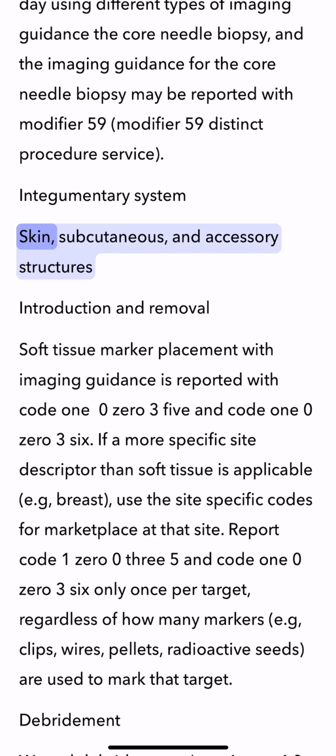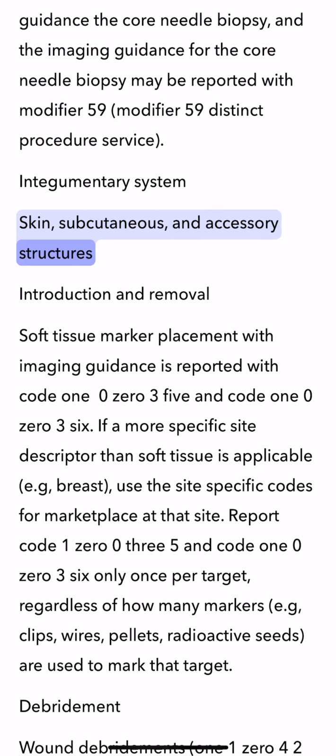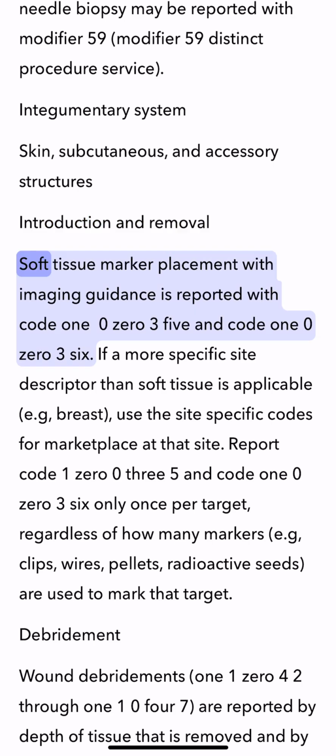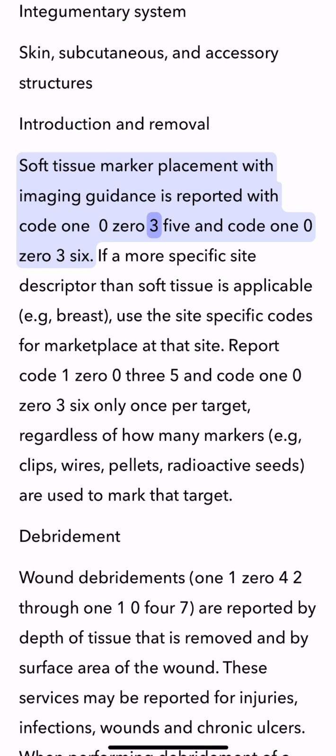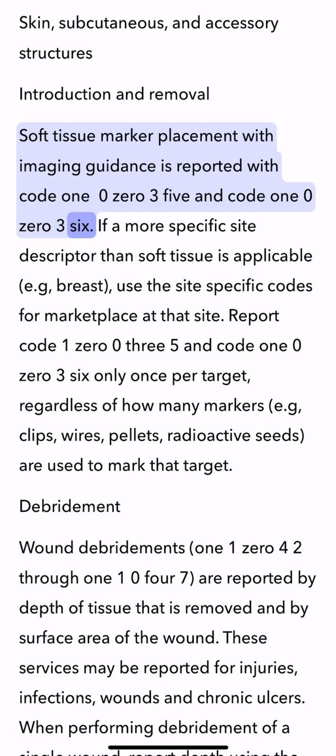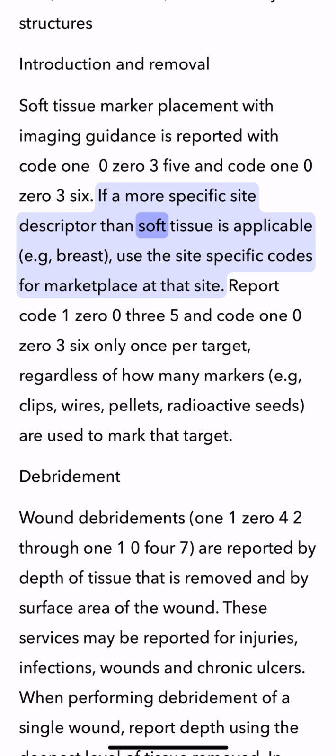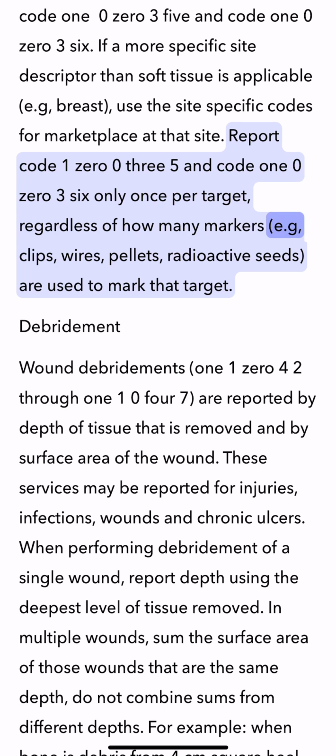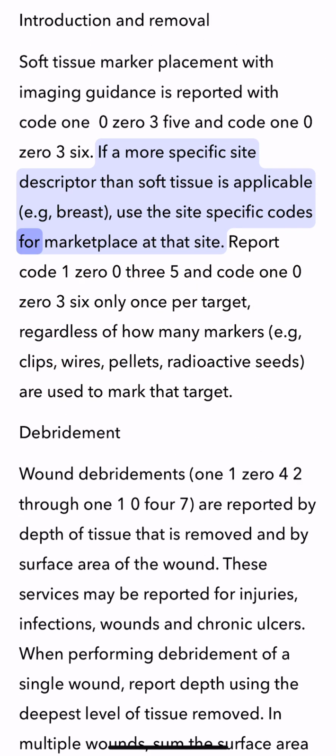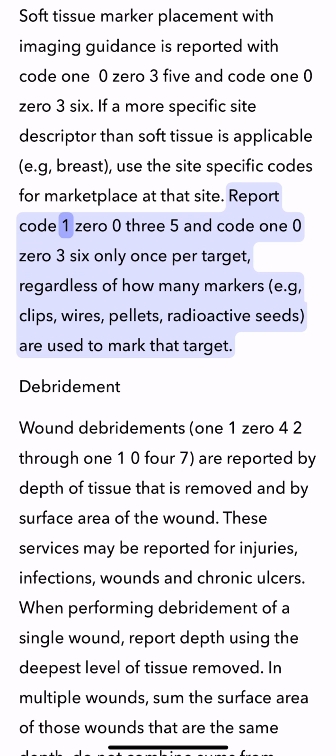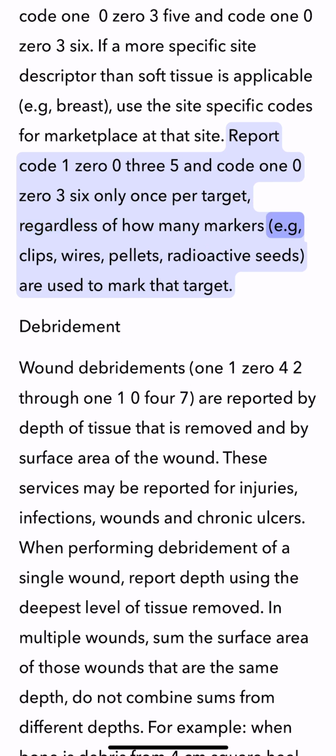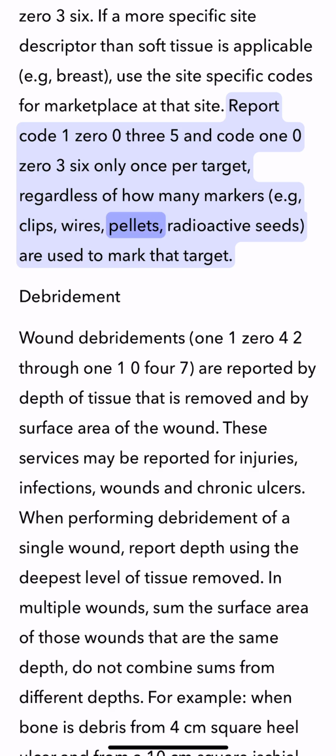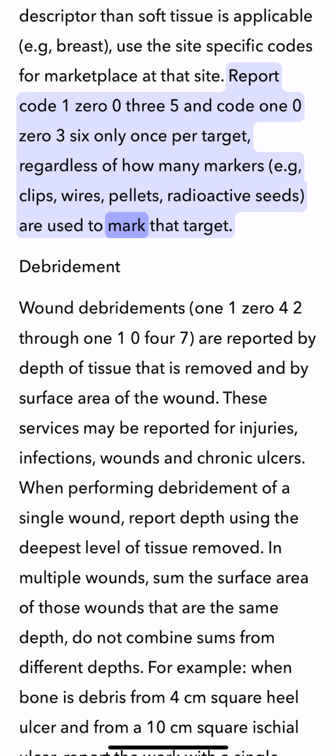Integumentary system. Skin, subcutaneous, and accessory structures. Introduction and removal. Soft tissue marker placement with imaging guidance is reported with code 10035 and code 10036. If a more specific site descriptor than soft tissue is applicable, for example, breast, use the site-specific codes for marker placement at that site. Report code 10035 and code 10036 only once per target, regardless of how many markers, for example, clips, wires, pellets, radioactive seeds, are used to mark that target.